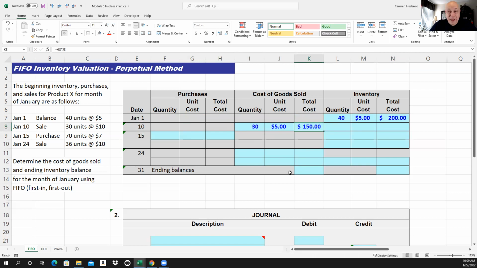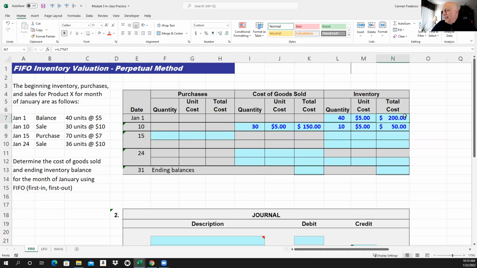Okay. We sold it for $300 and it cost us $150. Right. We sold 30 units times 10 is $300 of sales, and our cost is $150. So now what do we have left in ending inventory? Well, we had 40. We took 30 away. We have 10 left. And what's our unit cost? Well, it has to be 5. That's the only cost we have. So $5. So we have left inventory, 10 units at $5 a piece or $50.